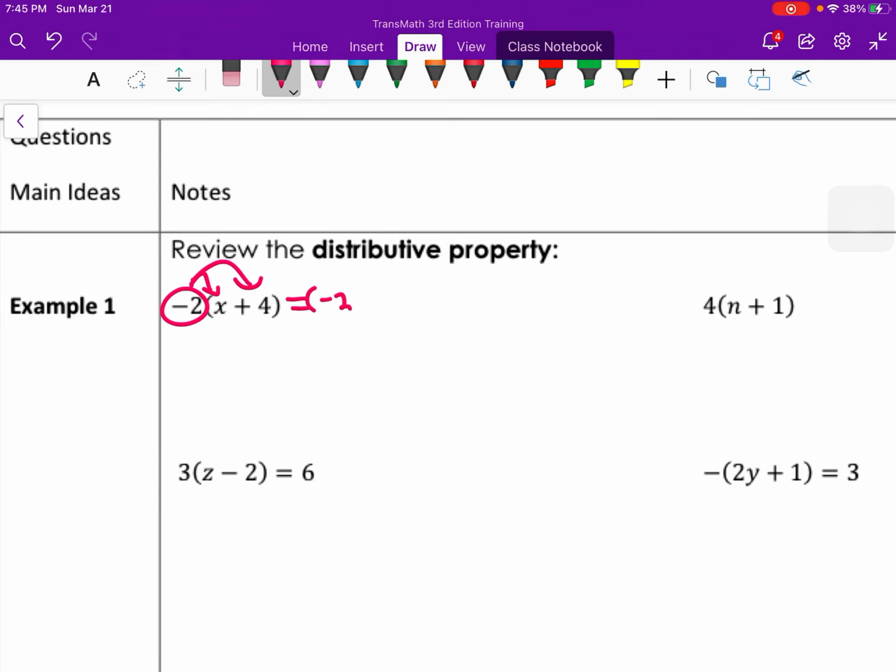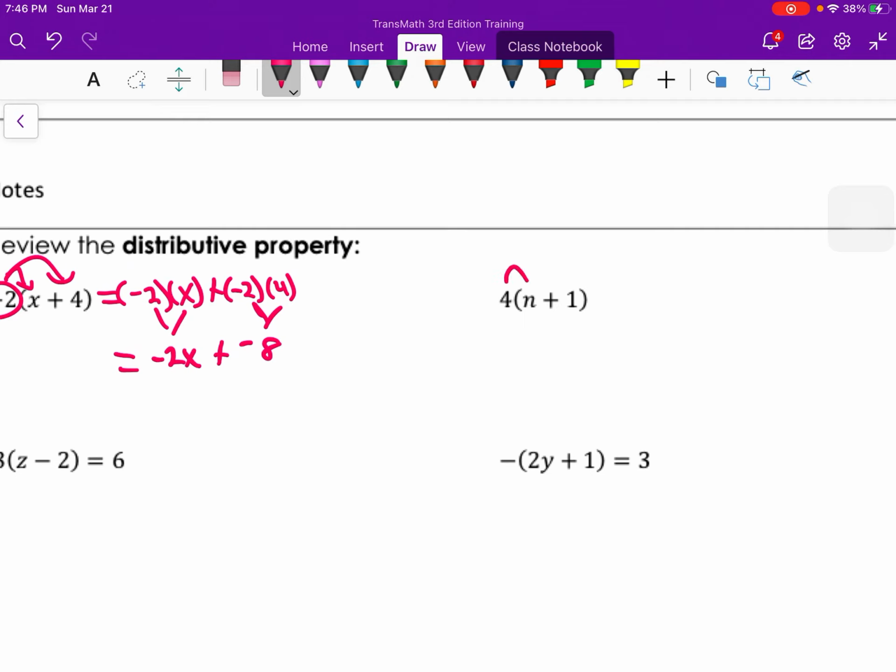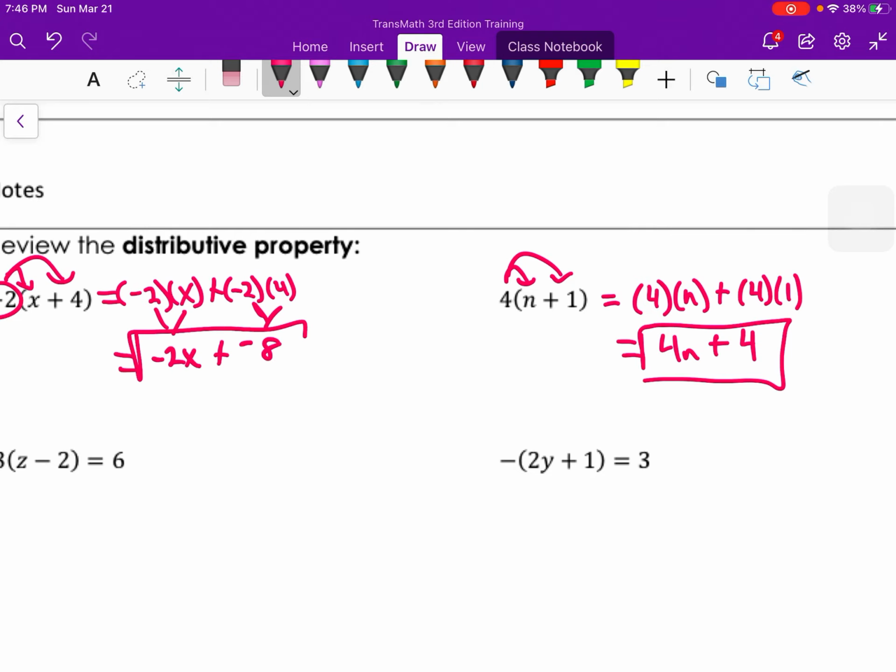So this becomes -2 times x plus -2 times 4. And we have some products that we can simplify. That product is -2x plus -2 times 4, which is going to be -8 because our signs will be different. So we're distributing the 4 to each part of our quantity here. It's 4 times this quantity. So that's 4 times n plus 4 times 1. 4 times n is 4n, and 4 times 1 is just 4. So that's how that one would simplify.